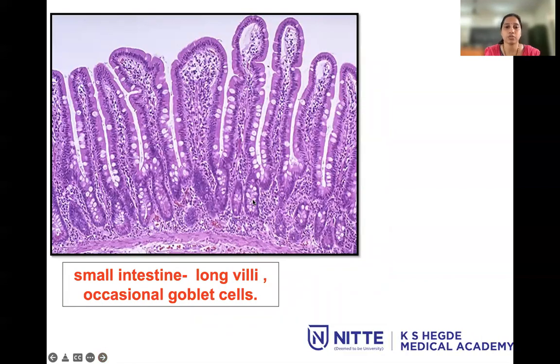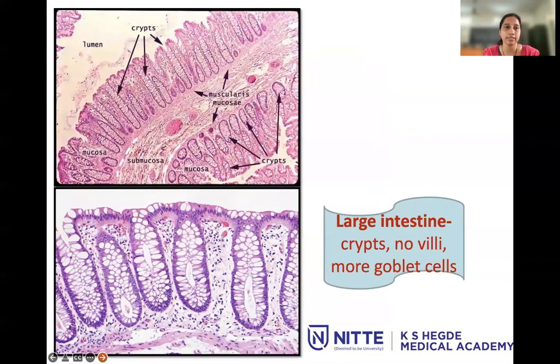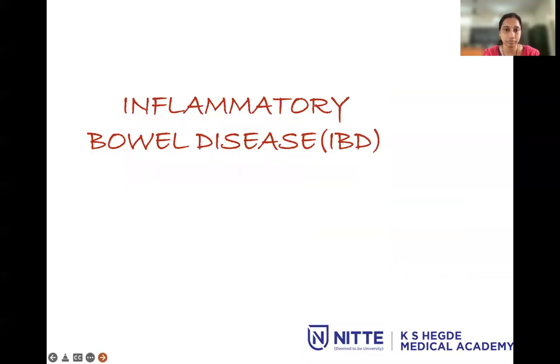Small intestine has long villi. They are nothing but finger-like projections, and the number of goblet cells is less in small intestine compared to large intestine. Whereas large intestine has crypts. There are no villi in large intestine, and the number of goblet cells is more in large intestine.